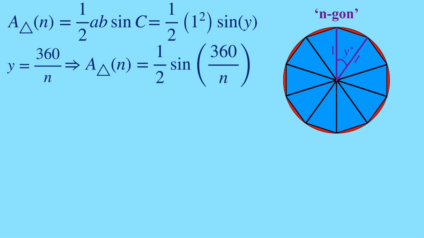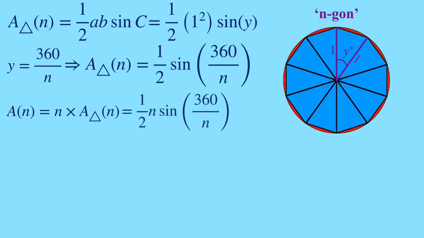So if we substitute this now, we get that the area of one of these triangles, given n as the number of sides of the polygon, is equal to half sine 360 over n. But this is only a single area of a single triangle, so we need to multiply by the number of triangles, which we've already said is n, and that will give us half n sine 360 over n.